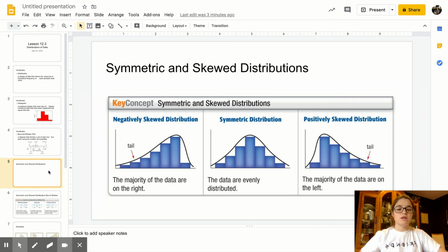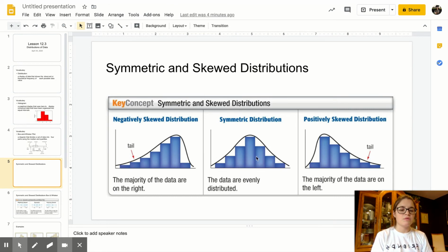So just to take a look, notice in the first picture, notice how the majority of the data is on the right. So it's kind of going up, inclining like this, and then back down. We call this negatively skewed distribution. So the majority of the data is to the right. This next one, symmetric distribution. That's when the data is pretty evenly distributed. There's a high point in the middle, and then it goes up, reaches a high, and goes down low. And it's pretty symmetric, pretty even on both sides.